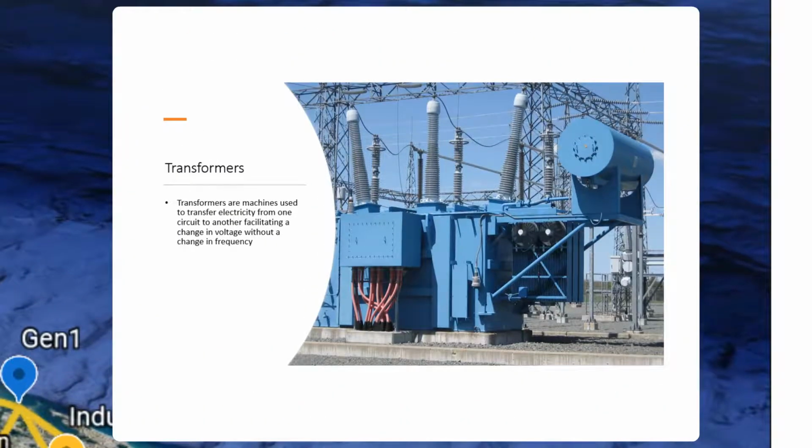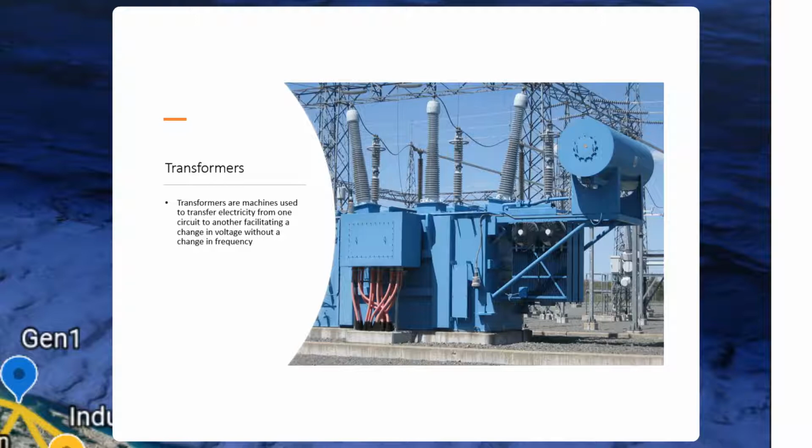Moving now to transformers. Electrical transformers are machines used to transfer electricity from one side to another, facilitating a change in voltage without a change in frequency. These devices are considered static as they do not comprise rotating or moving parts. Like generators, transformers utilize the basic principle of Faraday's law, which states that the EMF induced in a loop due to a changing magnetic flux is equal to the rate of change of the magnetic flux threading the loop.